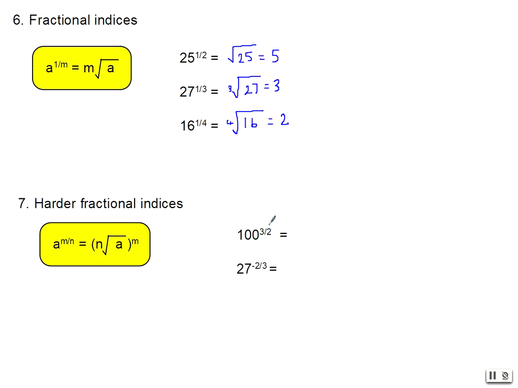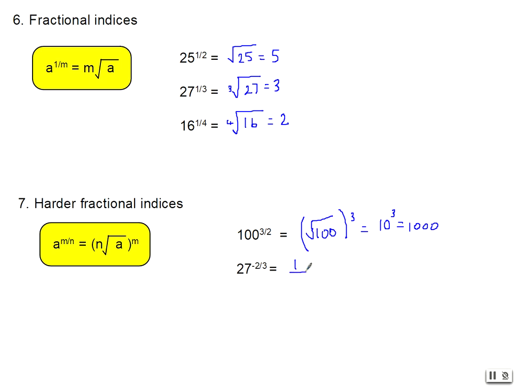If I have 100 to the power 3 over 2, we have to first of all use the bottom number as our root. So that means it's the square root of 100, and then we're going to cube it. So the square root of 100 is 10, and then we're going to cube it, so 10 cubed is 1000. Now this is about as bad as it can get, really. We've got a negative and a horrible fraction.